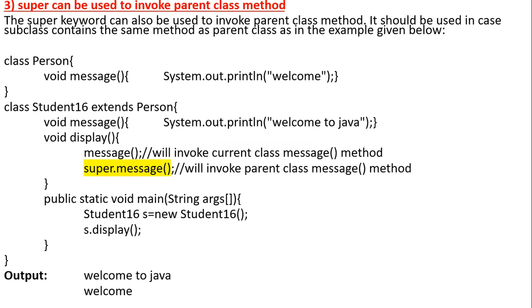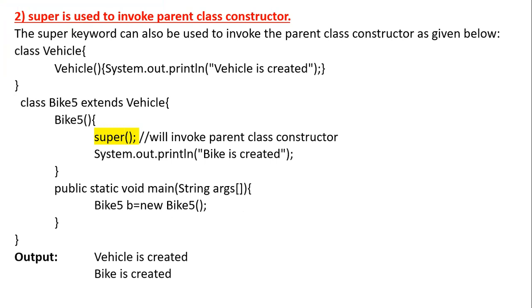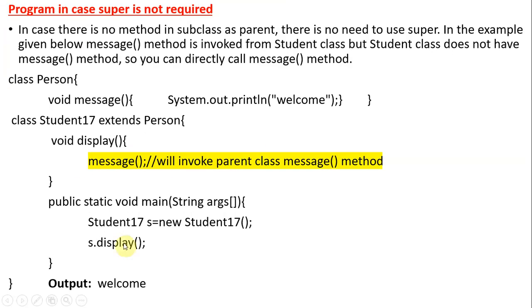Okay, so we saw the problem. If both have the same name, then we have to use super. But in some cases, if we want to use any common name, then we don't need to use the super keyword. So here is an example: a program in case super is not required. In Person class 17 we have a message, but in the subclass we don't have any message, so you can call message directly. What it means is you are calling the superclass message directly, with no need of super. Remember always.